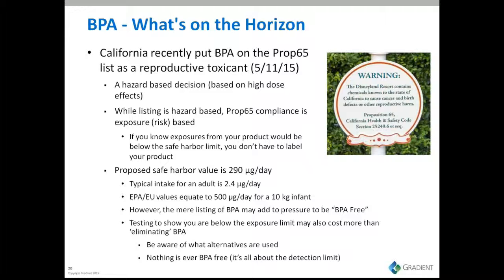In addition, I think maybe the mere listing of BPA under Prop 65 may add pressure to be BPA-free. But important things to note there are that you can do testing, but be aware that nothing is ever going to be BPA-free. BPA is ubiquitous in the environment, so it really becomes more about the detection limit than eliminating BPA completely. It's also worth noting that some of the alternatives to BPA, for example BPS, have now been reported to be as much of a hazard concern as BPA itself. So simple substitution may not be the easy route that you might think.